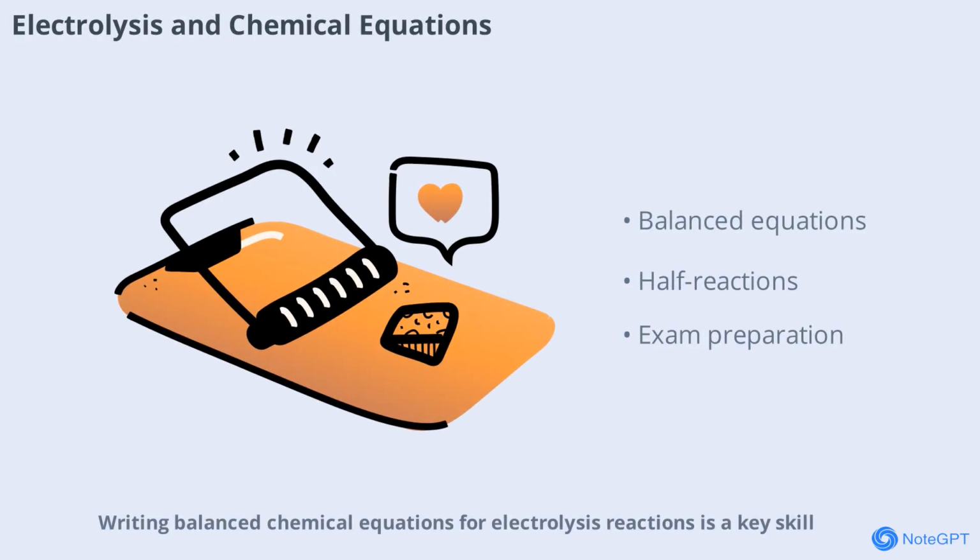Writing balanced chemical equations for electrolysis reactions is a key skill. It involves identifying the ions present, writing the half reactions, and combining them to form the overall equation. Practicing this process helps you understand the underlying chemistry and prepares you for exam questions.